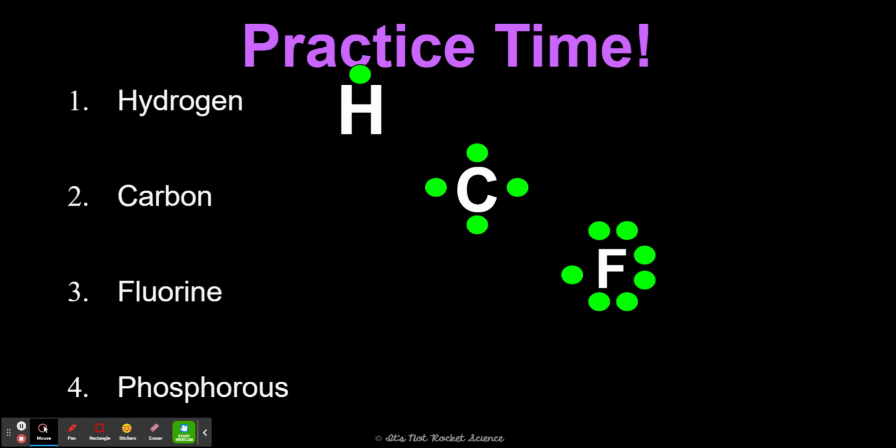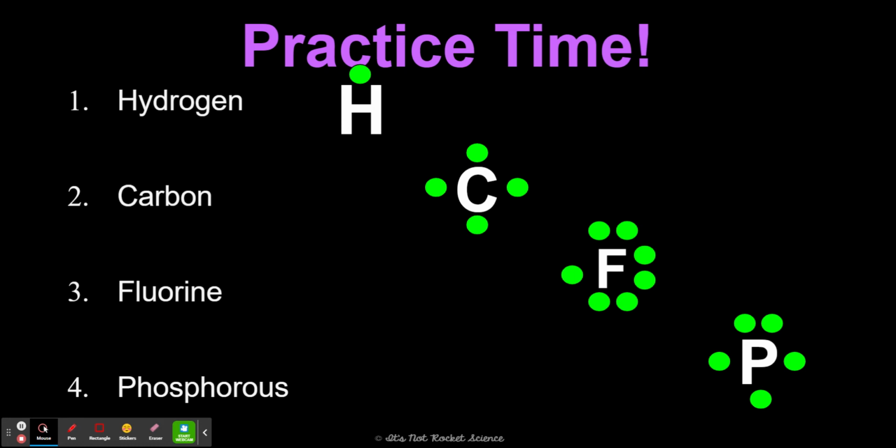Fluorine, it's got seven valence electrons. Only got one spot to get full, right? Phosphorus is in group 15. So it's got five valence electrons. So one, two, three, four. Then you've got to pair one up. So we've got a paired one there as well. All right. So that's the basics of just making these electron dot structures.